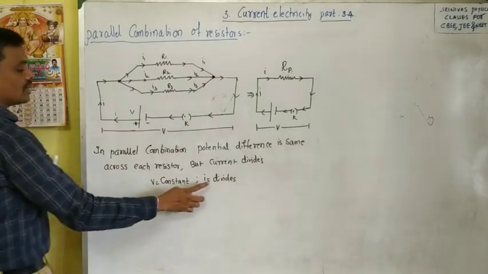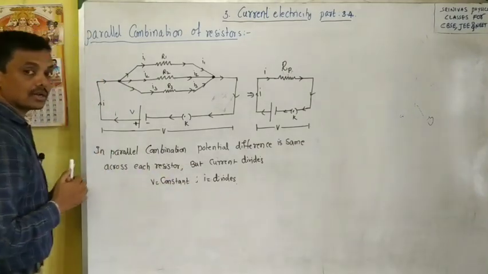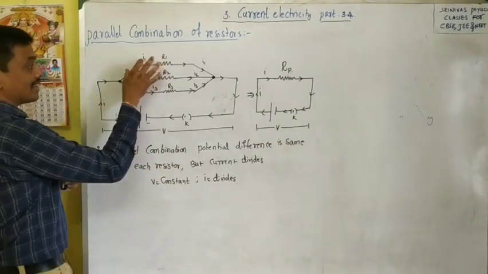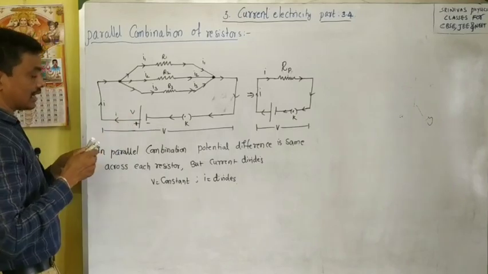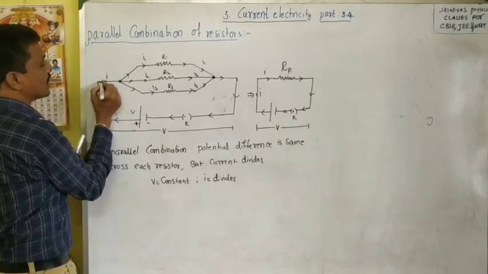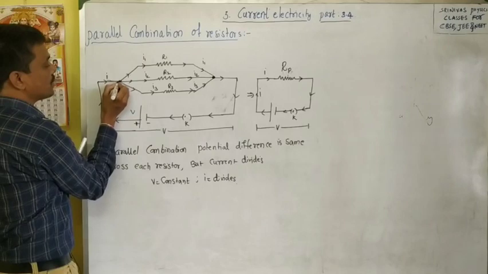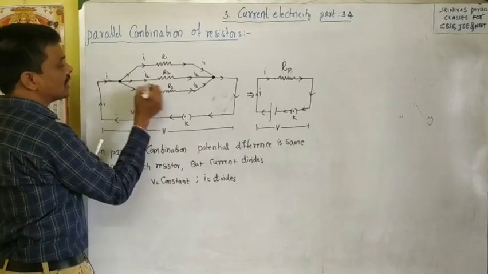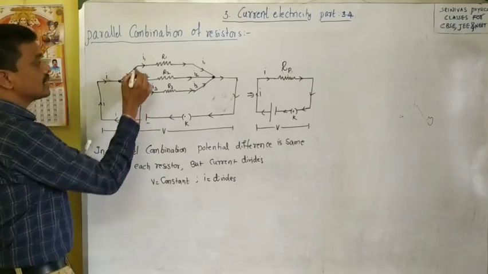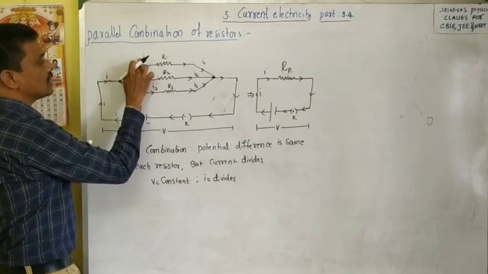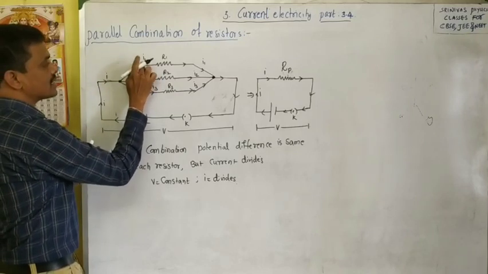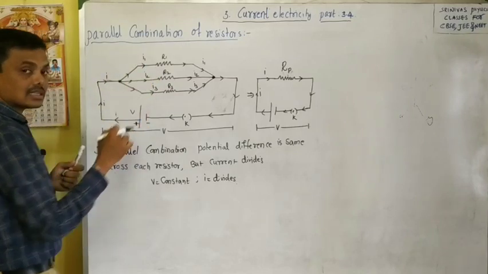You must remember, the current divides in parallel combination. Here the entering current is I, to this point. And after that it will be distributed in three branches. In each branch, the current in the first branch is I1, second I2, third is I3.